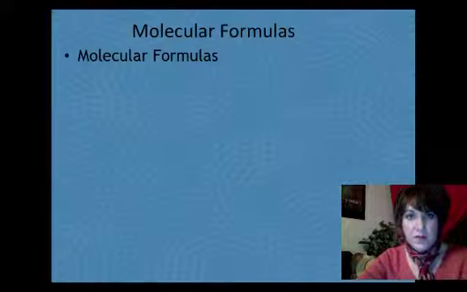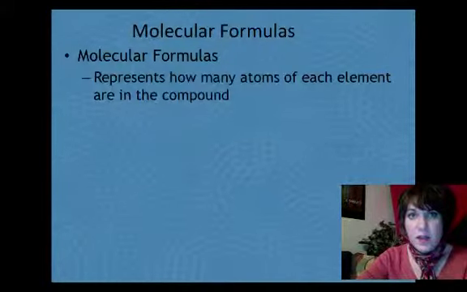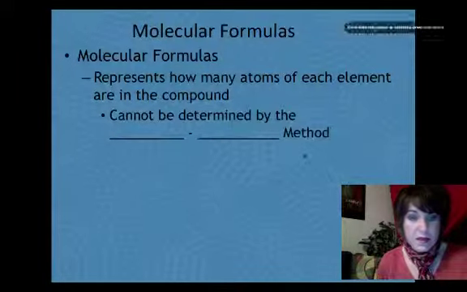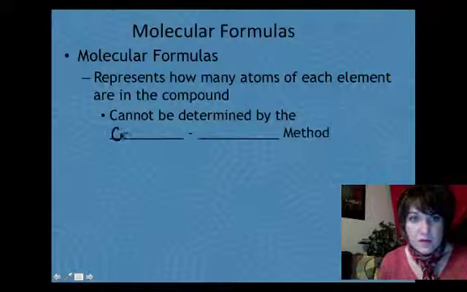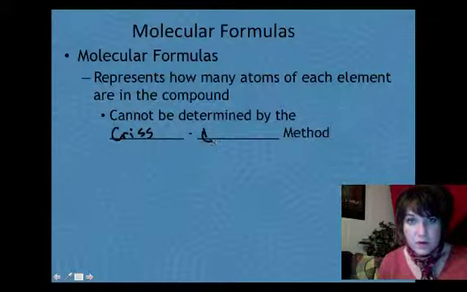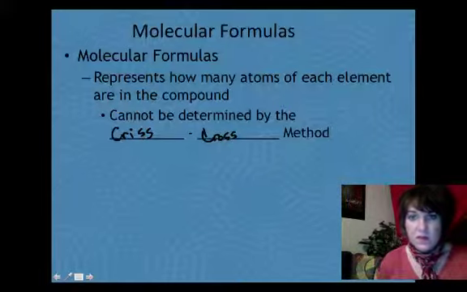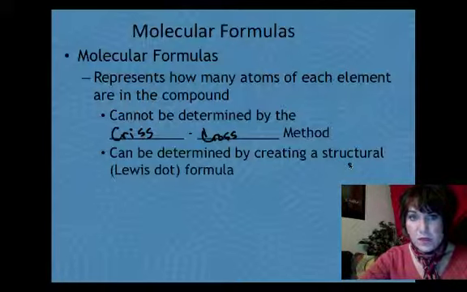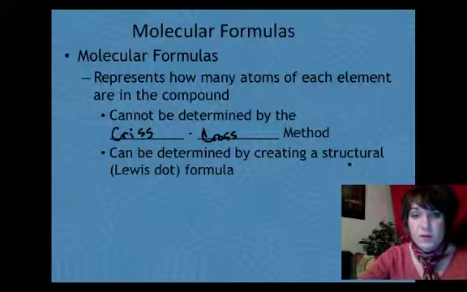So a molecular formula is used to describe what types of atoms are in the compound. We cannot use the crisscross method for determining the molecular formula of this type of compound. The crisscross method works really well for ionic compounds, but not so great for molecular structures. We can only determine these by creating a structural formula using the Lewis dots that we learned before.